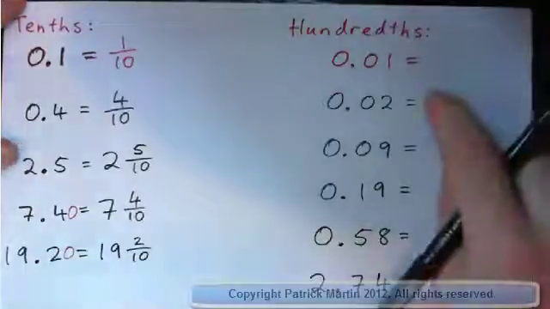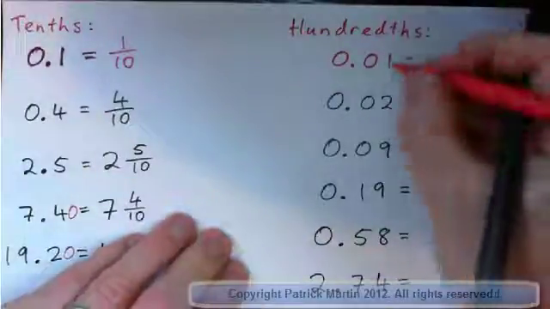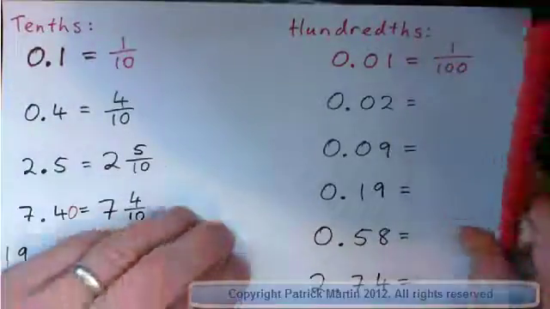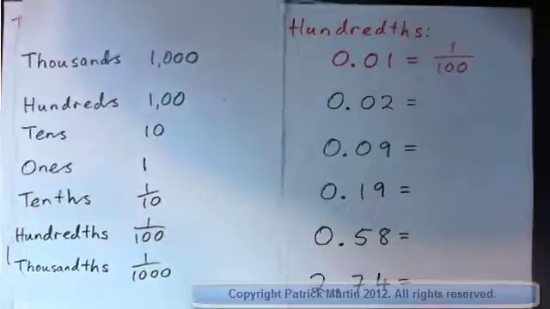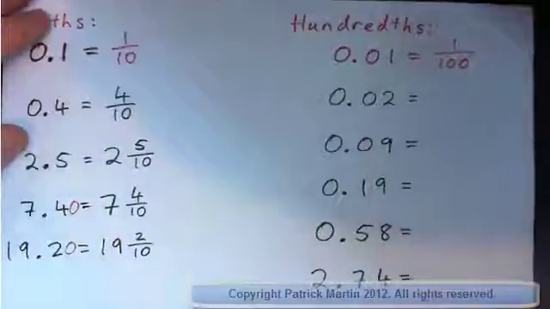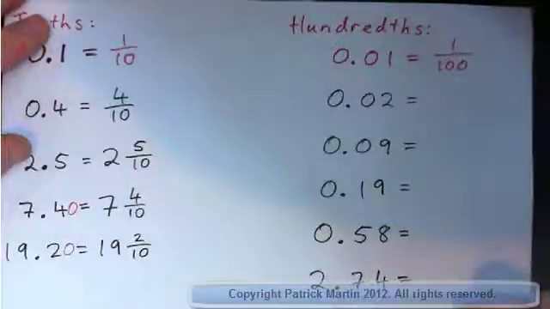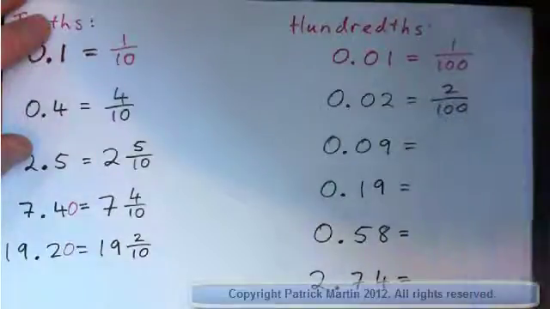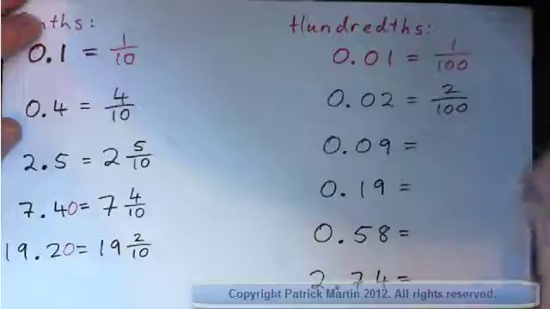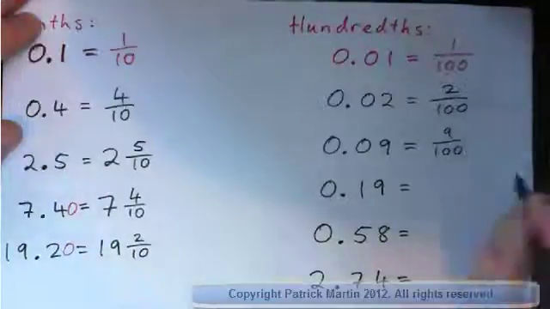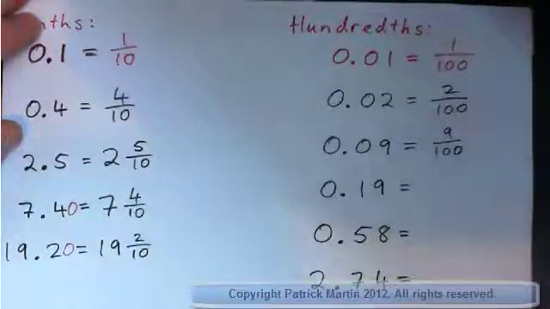Alrighty. Let's have a look at hundredths. 0.01 is 1/100th. Okay. So you've just gone over the sequence there. Hundredths. Okay. So what's 0.02? 2/100ths, isn't it? Right? What's 0.09? You can just write down the answers. 9/100ths. What's 0.19 though? Isn't that interesting?